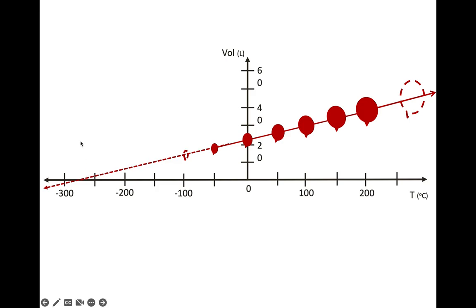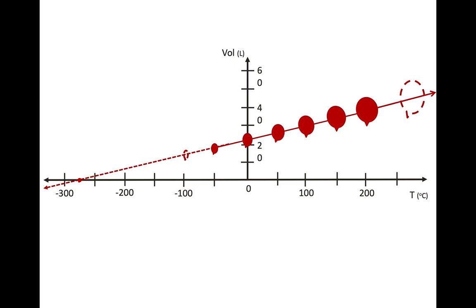All right, and now you can start to see that volume there on the y-axis. You're going to get to the point where that volume reaches 0. That's right here. So it's really hot, makes big balloons. As you slow them down, they get smaller and smaller and smaller. But you're going to get to a point where the balloon has 0 volume. And that point is what's called, on the Kelvin scale, absolute 0.